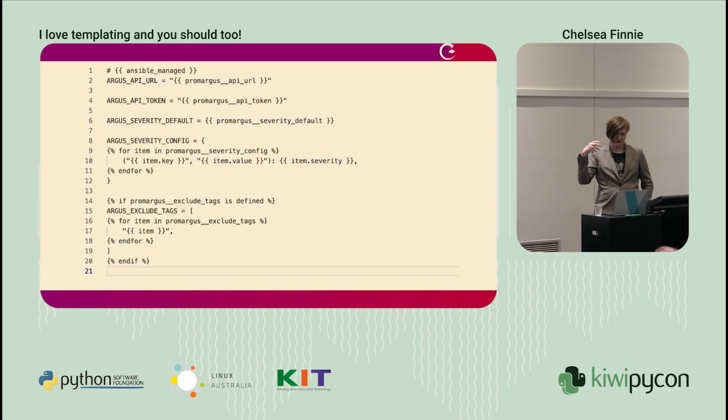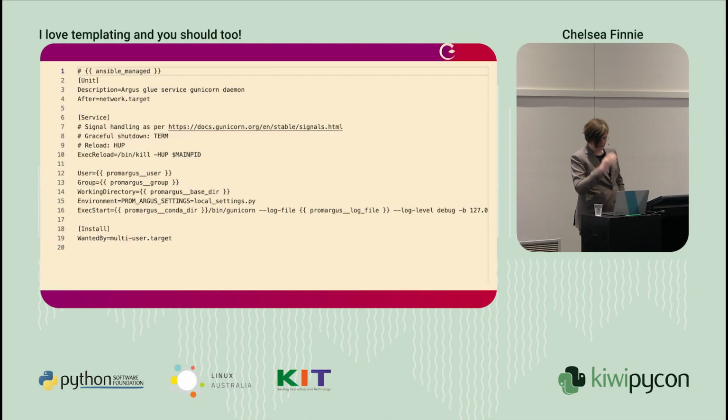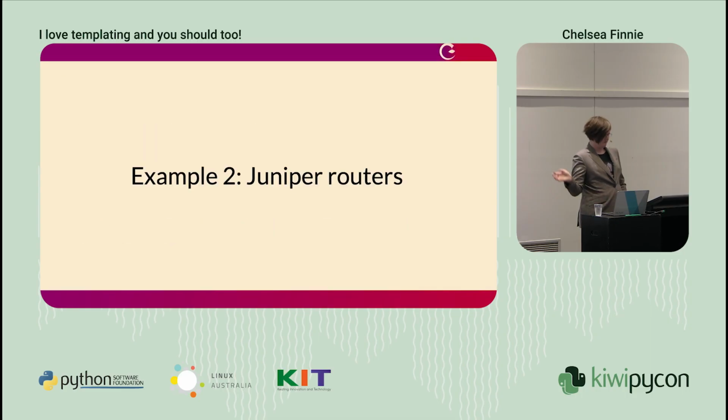and then we can also include encrypted secrets from Ansible Vault so that we don't have any secrets in clear text in our Ansible config. Additionally, we might want a systemd service file to run the application, and we can template that too. So that's nice. Now some Juniper stuff.